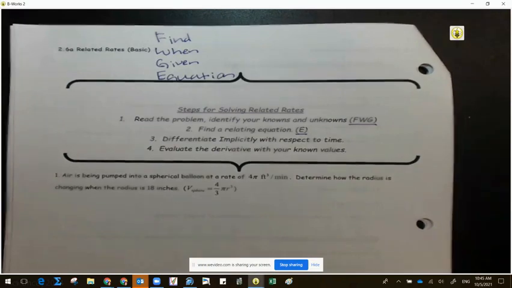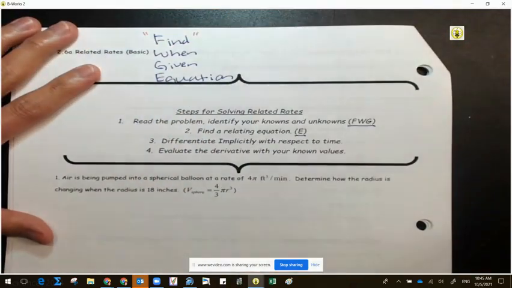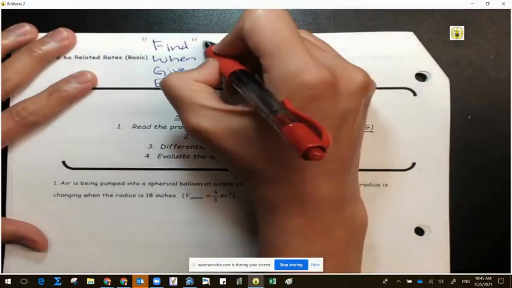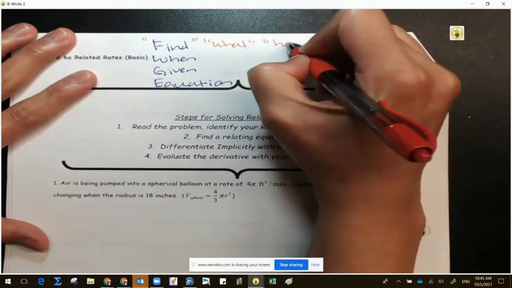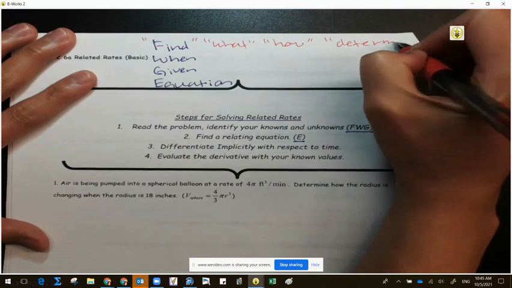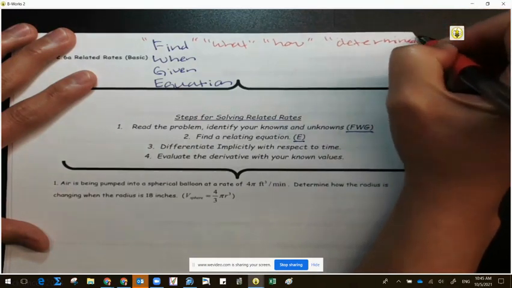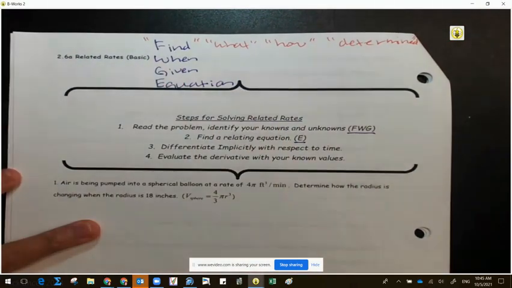And there's actually a way to figure out what these basically are. You can either find the word find within the word problem. You could also find what. It could say how many something. It could say determine. The bottom line is anything similar to find, what, how, and determine is going to tell us the F piece.